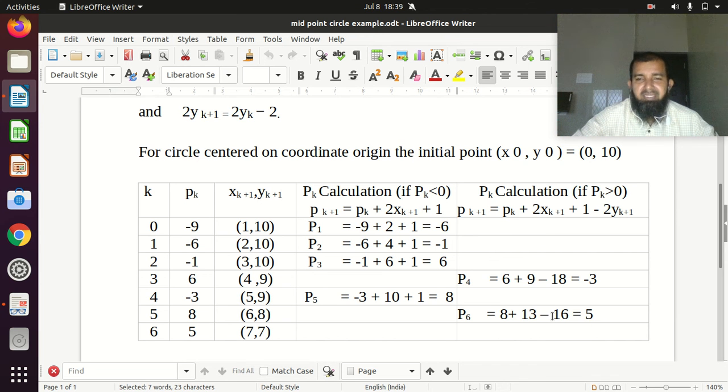So minus 16. If you calculate, 21 minus 16 is 5. So here x gets incremented, y gets decremented, because it is positive. So now we have to stop. Clear, no? These are the new points of the circle, starting from 1 comma 10 to last 7 comma 7. So it becomes a circle. Clear, no? Okay, thank you.